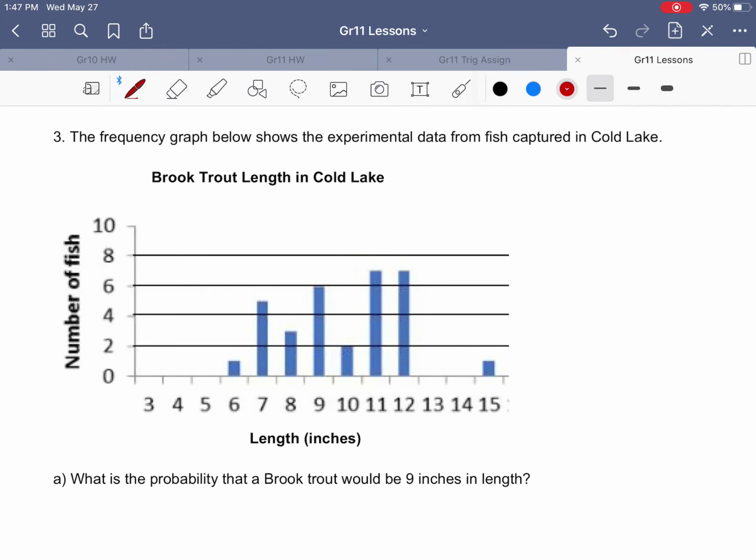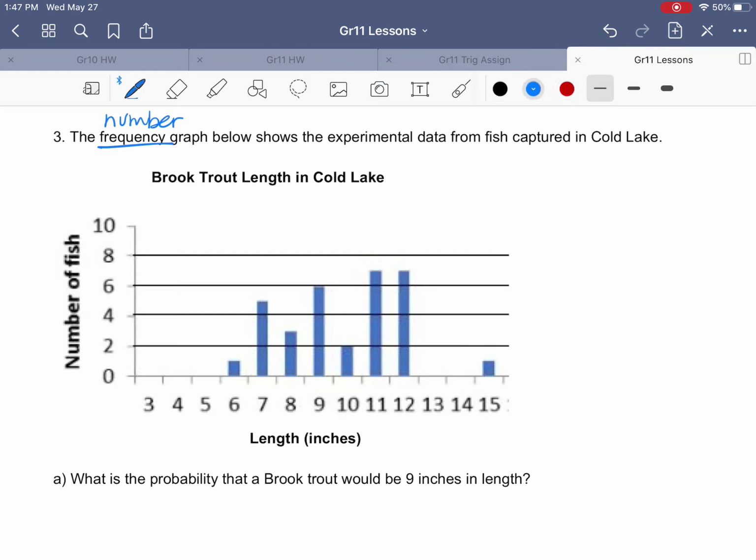So this is a frequency graph, and frequency really just means the number. Our frequency graph below shows the experimental data from fish captured in Cold Lake. So someone's gone into Cold Lake, captured a bunch of brook trout and measured their length. We have number of fish on the vertical and length in inches on the horizontal. Our first question is, what is the probability that a brook trout would be 9 inches in length?